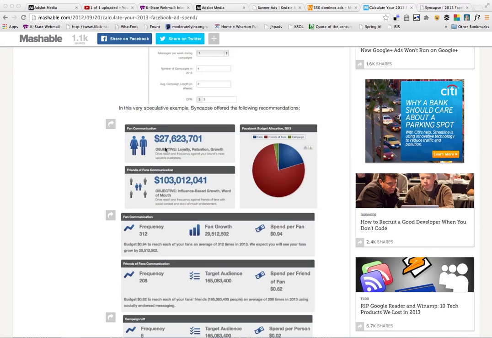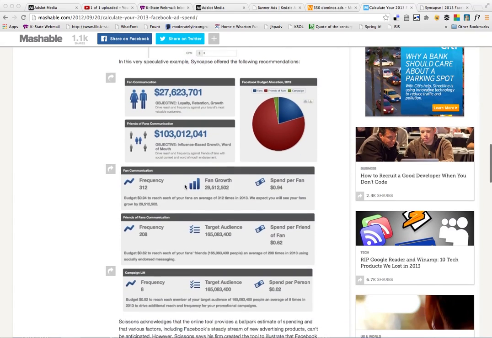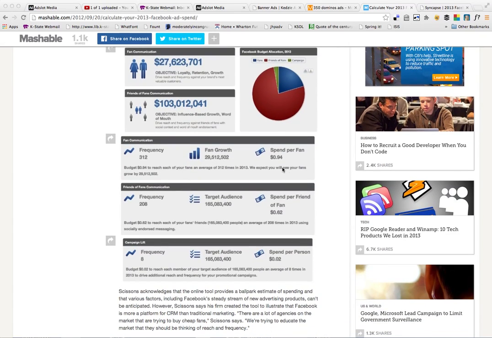And they're basically saying that if this fictitious company was to spend $27 million a year on Facebook advertising, and $103,000 on friends of fan advertising, that ultimately they could drive the cost down. So they're getting each new fan for 94 cents a piece. They'd be getting communications from friends of fans for 62 cents each, and they'd be spending 2 cents each in terms of their reach and frequency. Great. So let's take a look at how that would actually go.